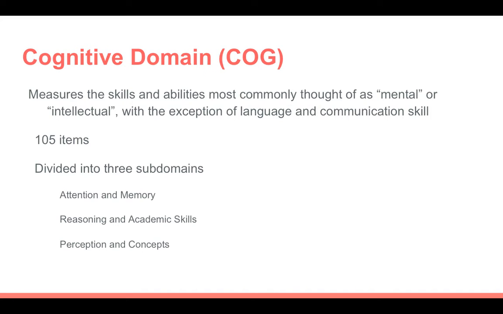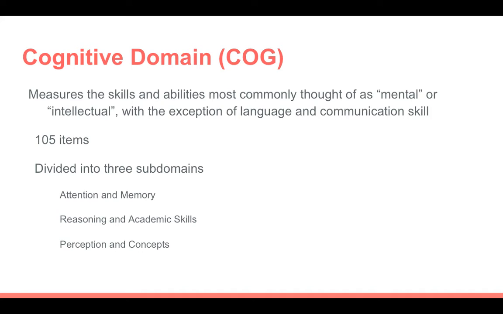The cognitive domain measures the skills and abilities that are most commonly thought of as mental or intellectual, and the cognitive milestones include activities such as attending to, perceiving, and processing information. It is made up of 105 items, and it's divided into 3 subdomains, which are attention and memory, reasoning and academic skills, and perception and concepts.